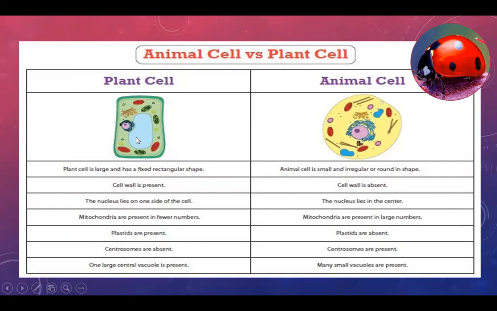Centrosome is not present in plant cell. As I've told you, centrioles and centrosomes have a function which is related to cell division. They are present here. You can see this part. This is the centrosome and is responsible for cell division. In plant cell, you will see one large vacuole, and in animal cell, you will see multiple vacuoles. Okay.